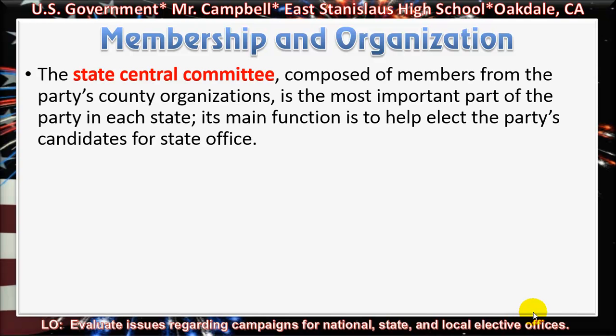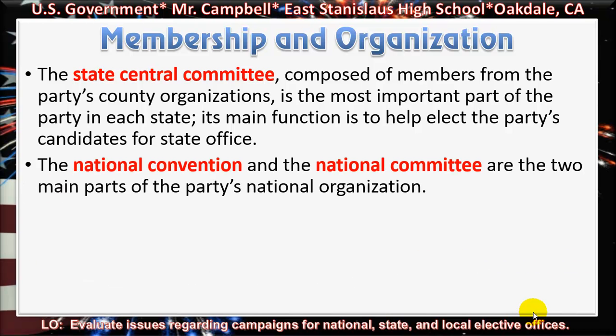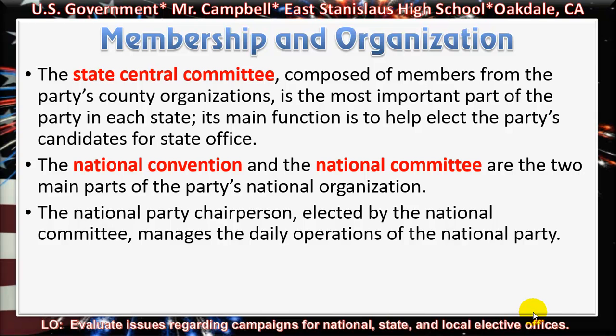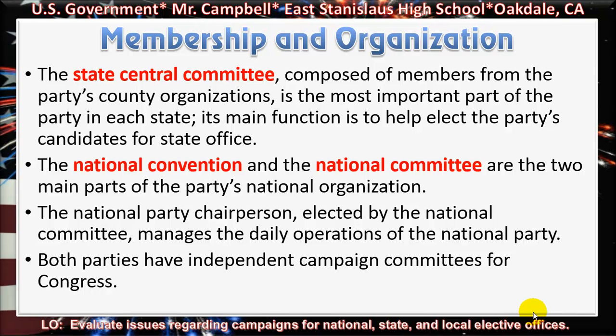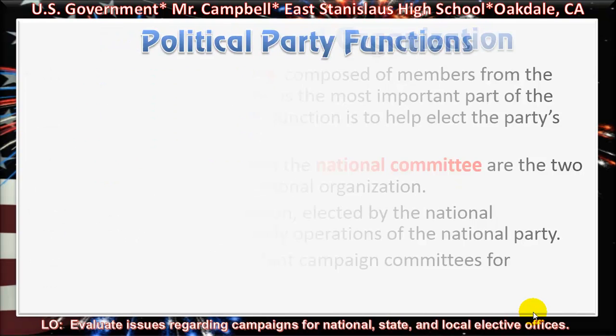The State Central Committee is composed of members from the party's county organizations, and it is the most important part of the party in each state. Its main function is to help elect the party's candidates for state office. The National Convention and the National Committee are the two main parts of the party's national organization. The National Party chairperson, elected by the National Committee, manages the daily operations of the National Party. And both parties have independent campaign committees for Congress.